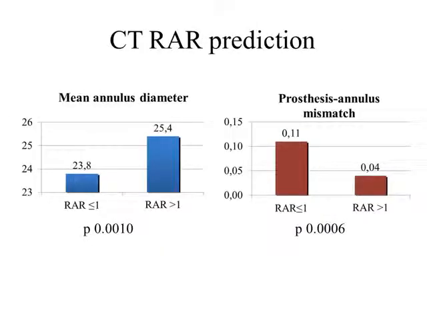Searching for residual aortic regurgitation predictive factors, we couldn't find any significant association with any of the baseline characteristics, like age, sex, ejection fraction, type of the prosthesis implanted, and so on. And we couldn't find any association even with some of the CT parameters, like annulus asymmetry, the valve calcifications, and the angles of the ascending aorta. We did find a direct correlation instead for the annulus diameters and an inverse and even stronger correlation with the prosthesis annulus mismatch.